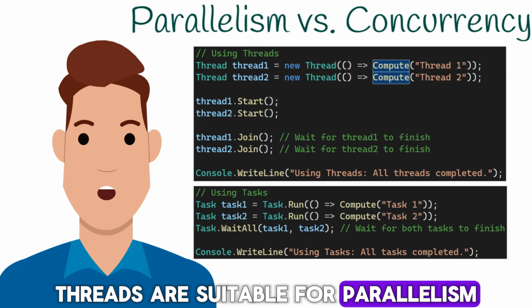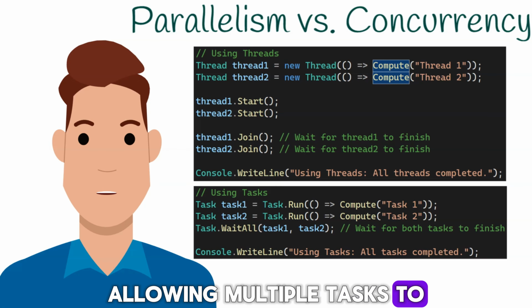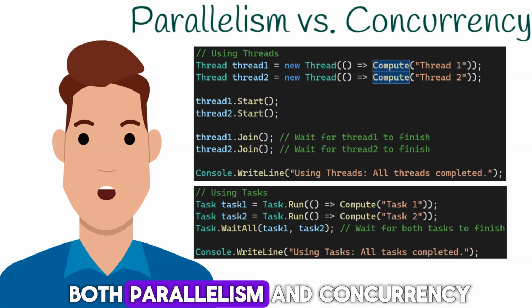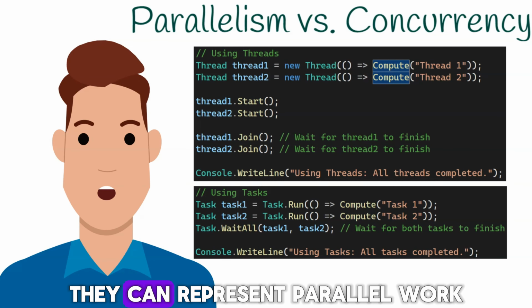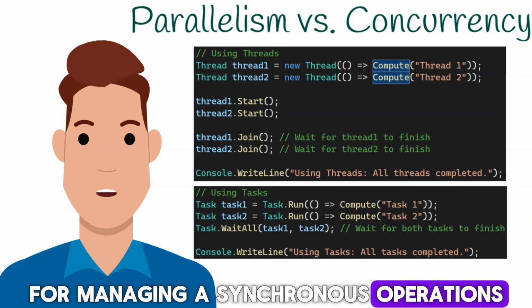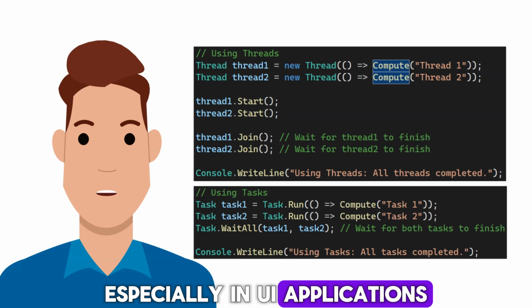Parallelism versus concurrency. Threads are suitable for parallelism, allowing multiple tasks to be executed simultaneously. Tasks are designed for both parallelism and concurrency. They can represent parallel work but are also well suited for managing asynchronous operations, especially in UI applications.